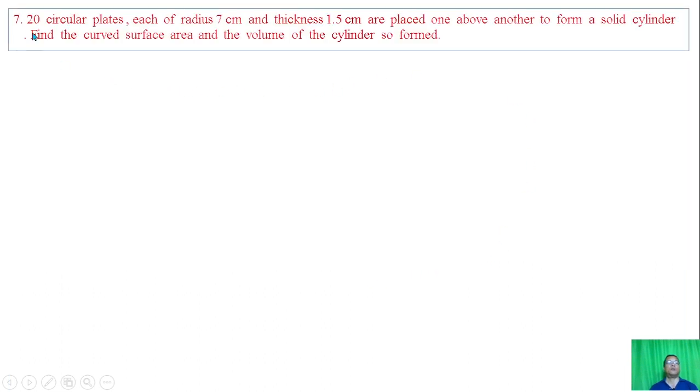Question number 7. 20 circular plates, each of radius 7 cm and thickness 1.5 cm, are placed one above another to form a solid cylinder. Find the curved surface area and the volume of the cylinder so formed.